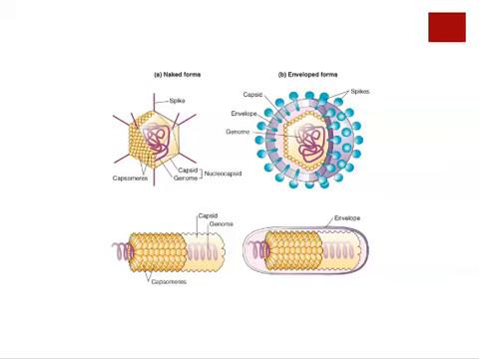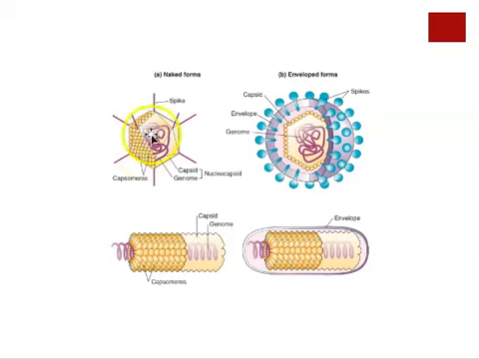In this drawing, we can see both a naked virus on the left and an enveloped virus on the right. There's also naked and enveloped viral particles on the bottom of the slide as well. Let's start in the upper left-hand corner. This is a drawing of a naked virus that has a polyhedral shape.